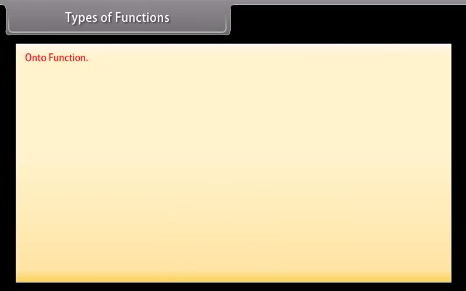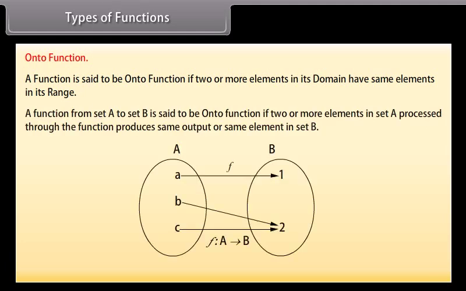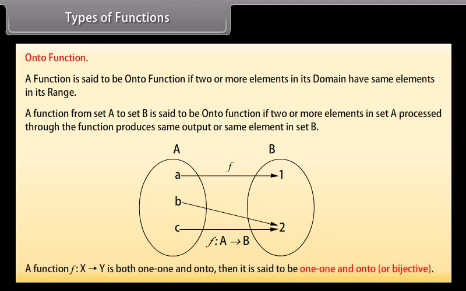Onto function. A function is said to be onto function if two or more elements in its domain have same elements in its range. Or a function from set A to set B is said to be onto function if two or more elements in set A processed through the function produces same output or same element in set B. A function f from X to Y is both 1-1 and onto, then it is said to be 1-1 and onto or bijective.